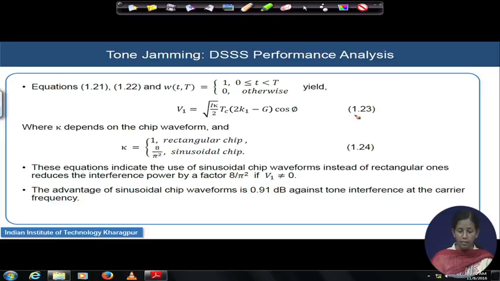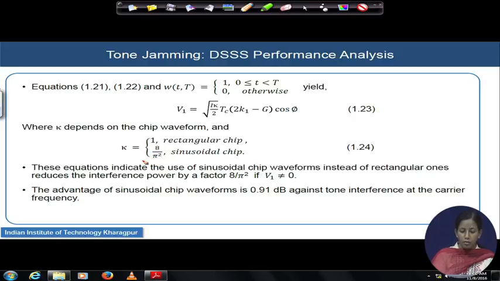We have evaluated that integration there. Remember this 2k1 minus g is the contribution of the total number of chips that you are having, and this kappa is a new term introduced in this expression because we wanted to keep the effect of both the waveforms, rectangular and sinusoidal chip, by some common factor. If you consider a rectangular chip, then this value of kappa will be 1 and the expression will boil down to square root of I by 2 and Tc (2k1 minus g) into cos phi. But for the sinusoidal chip, the value of kappa will be 8 by pi square.